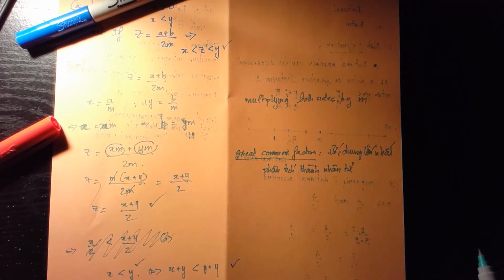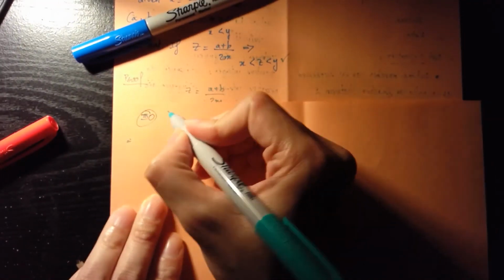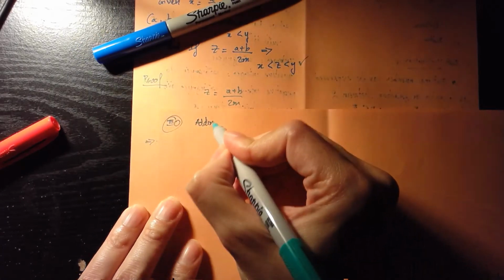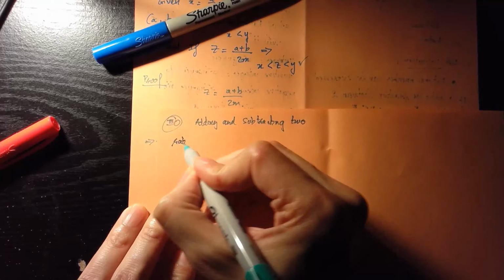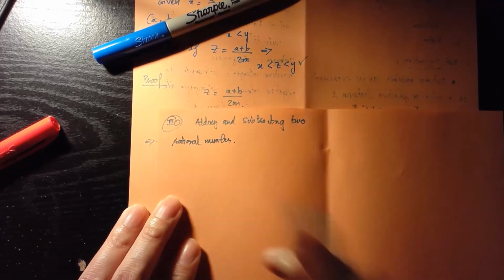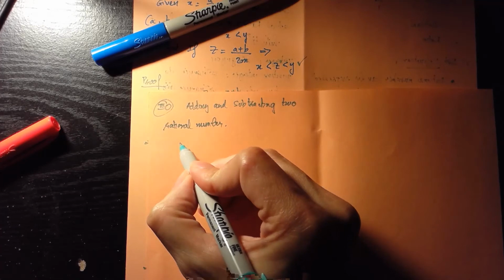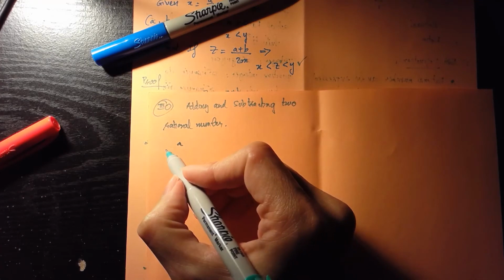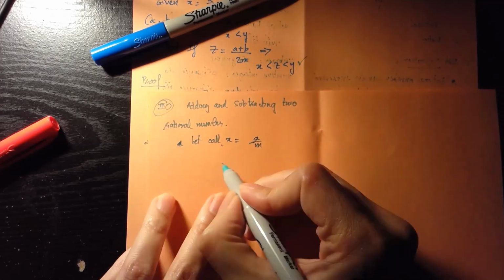Right. So on the second section for the two-day lecture, I'm going to talk about how to add and subtract two fractions, two rational numbers. Adding and subtracting two rational numbers. If we add two rational numbers, it doesn't matter whether positive or negative. For example, let's call the first rational number x, a over m, and y is b over m.